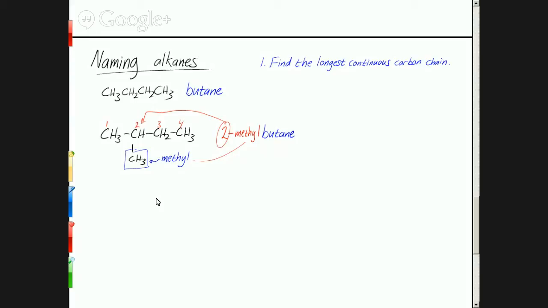So let's add to our rules here to account for that. So our second rule is going to be to number the carbons so that the substituents are closest to 1.